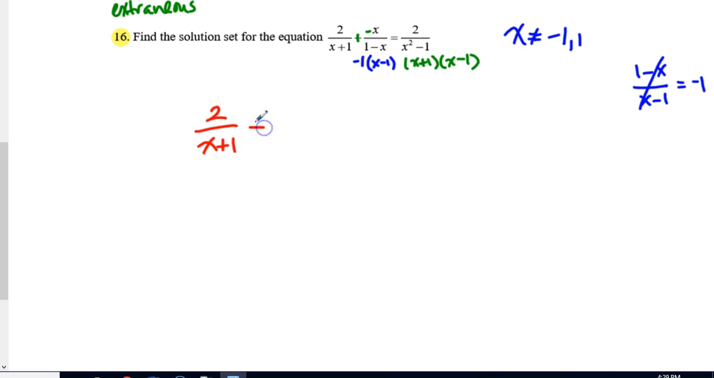My middle fraction, I have a negative in the numerator and in the denominator. Let's just say, hey, those divide out to 1. And that's going to be pretty tight because we have two factors in the denominator and 2 factors over here in the denominator. Therefore, that's going to lead us to our LCD.